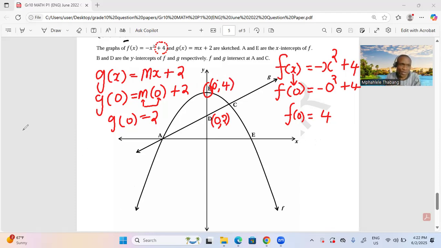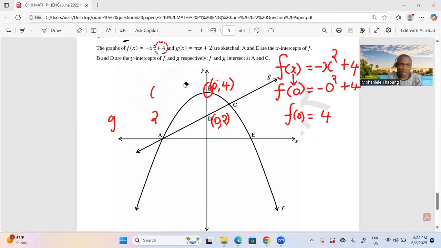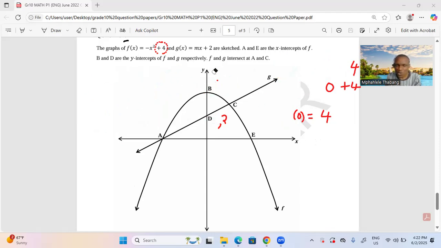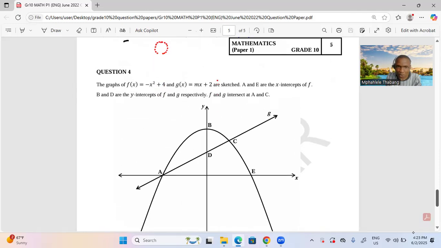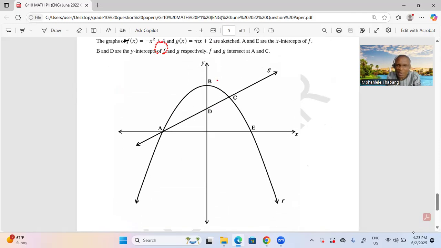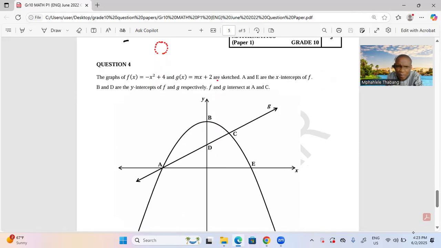Okay, hopefully you are enjoying mathematics. Now let's continue with the reading of the questions. Write down the range of F. Nice question. We can find the range of a parabola as long as we have the turning point. We have the coordinates of B. We said it is (0, 4).